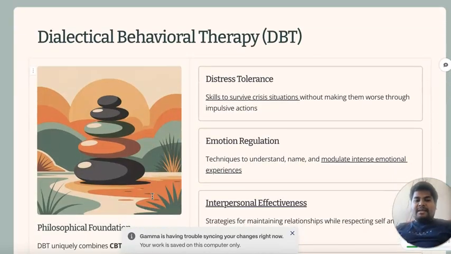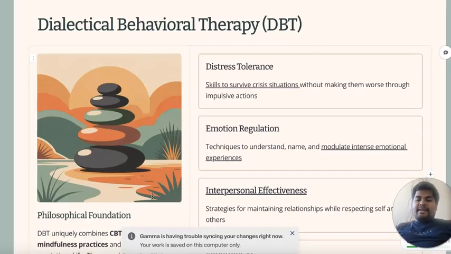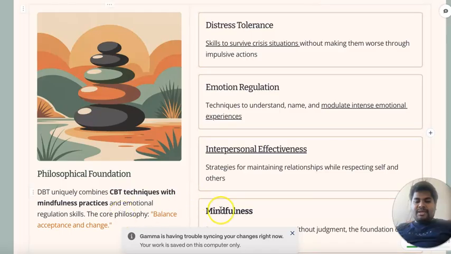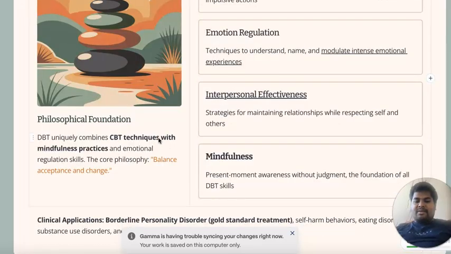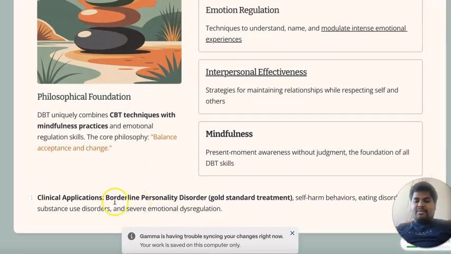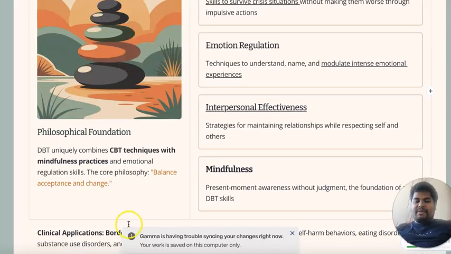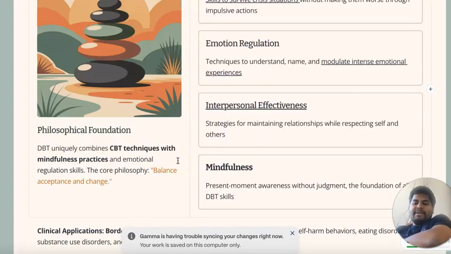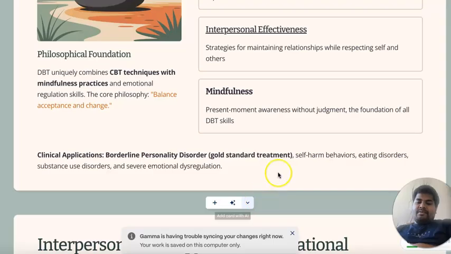Next is dialectical behavioral therapy. It is another very important question, frequently asked in the examinations. One thing most important here is two words. One is mindfulness. Whenever you see a CBT technique with mindfulness practice, then you think about this. And the next question will be: what therapy is helpful for the person with borderline personality disorder? The answer is dialectical behavioral therapy. It's a gold standard treatment.